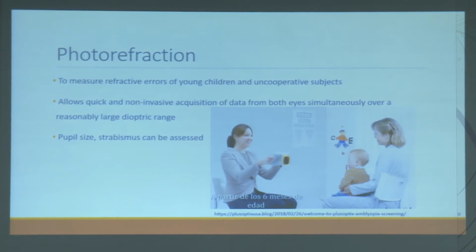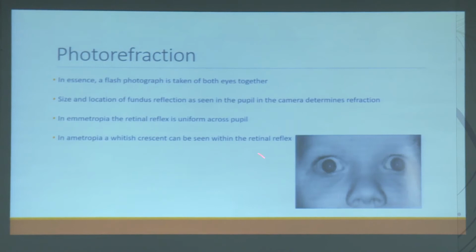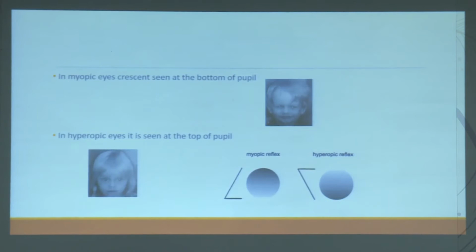What happens is, when you take a picture with the photorefractor, which is basically a camera, it's a flash photograph, and you get a reflex in the pupillary area from the light reflected from the fundus. In emmetropia, the retinal reflex is uniform across the pupil in both eyes. Whereas in ametropia, you get a whitish crescent within the retinal reflex. In a myopic patient, the crescent will be seen at the lower part of the reflex, whereas in a hyperopic eye, this crescent will be seen in the upper part of the reflex. And even the size of the crescent can tell you roughly how much the error is.